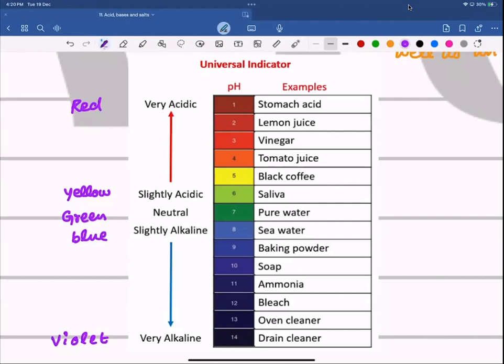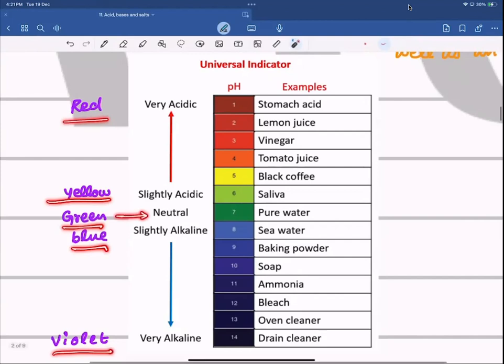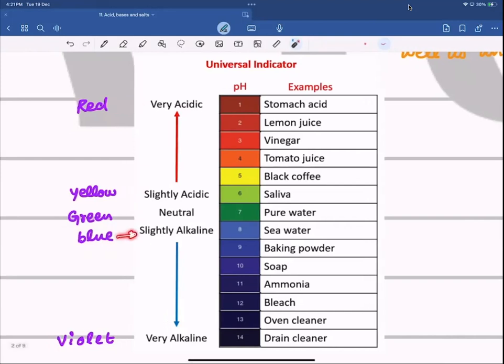So universal indicator, why are we calling it indicator? Because it indicates by the color whether the substance is an acid or a base, then further whether it's a strong acid or a weak acid, or a strong base or a weak base. So you have to remember these colors. If it's green, then the substance is neutral. If it shows yellow, then it is slightly acidic or weakly acidic. If it's red, then it's strongly acidic or very acidic. If it's blue, then it's slightly alkaline or a weak base. And if it's violet, then it's strongly alkaline or a strong base. Is this clear?